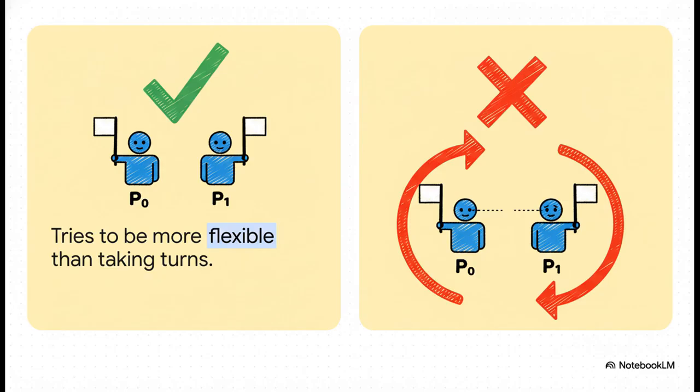Picture this. P0 raises its flag. Then, a split second later, P1 raises its flag. Now, P0 looks at P1's flag and says, oh, you first. And P1 looks at P0's flag and says, no, after you. They both get stuck waiting for the other to go. Again, progress is violated. Nobody gets anything done.